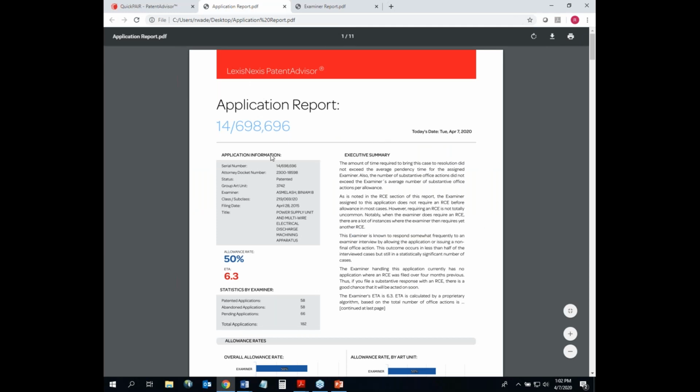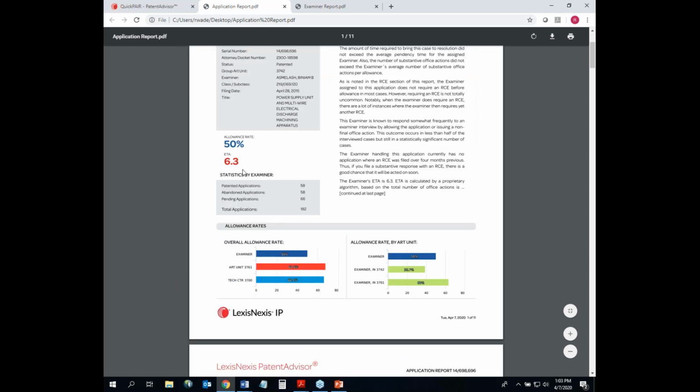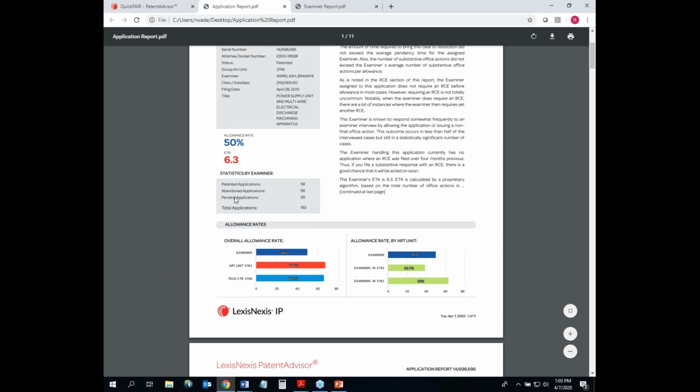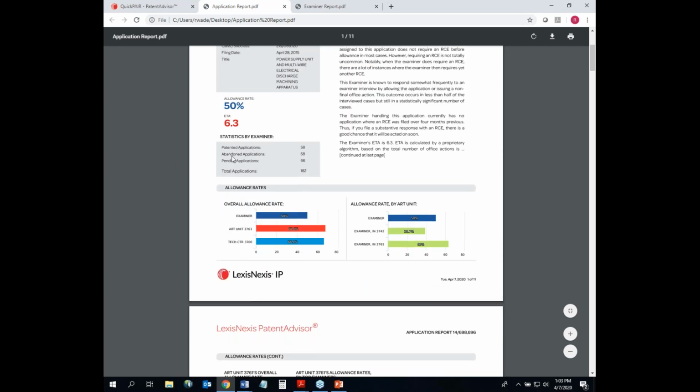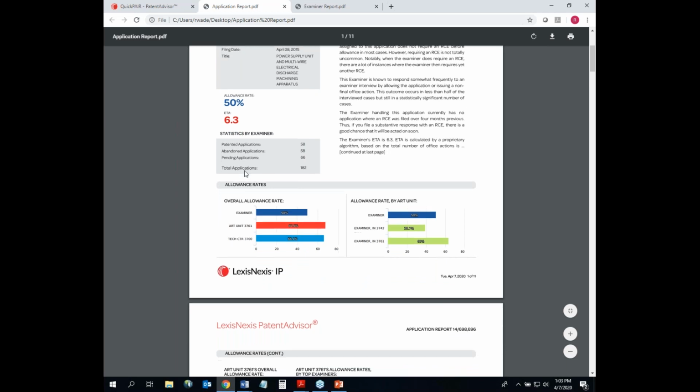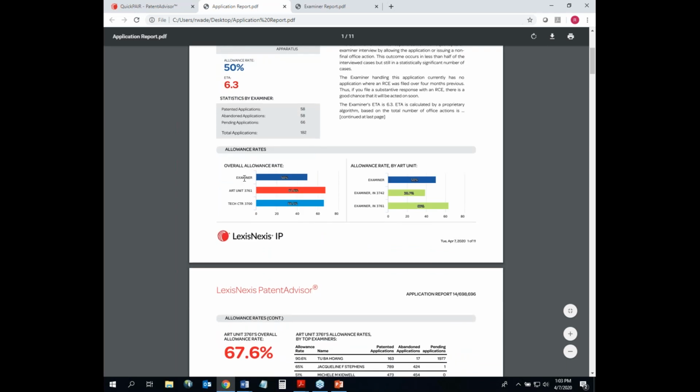So the first thing that you can see here, I have all of my application number. I even have my examiner listed here, my group and art unit. So that information is over here on the left. You do have your executive summary report, your statistics by examiner. So this is kind of the examiner's caseload: patented applications, abandoned, pending. Allowance rate. So you have your examiner allowance rate, art unit allowance rate, tech center allowance rate. You also have this information here about focusing on art unit.